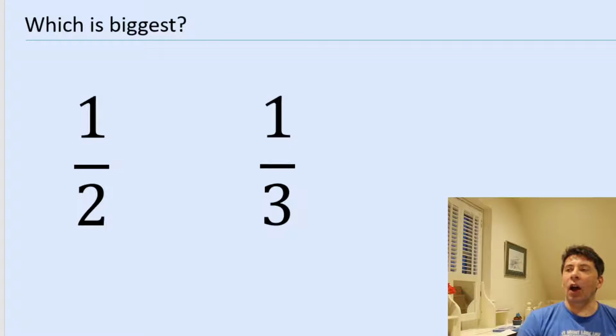Which is biggest, a half or a third? Do you know? If you do know, I'd love to see your thoughts in the comments. Love to see what you think.